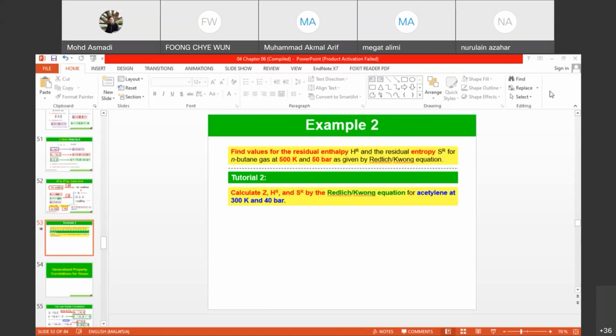About the SR, the unit, is it joule per mole also? The unit is actually joule per mole Kelvin. Joule per mole Kelvin. Okay. Please check from the textbook. I think it's joule per mole Kelvin. It's not similar to enthalpy. Enthalpy is like a Q, right? Joule, and then joule per mole. Okay.